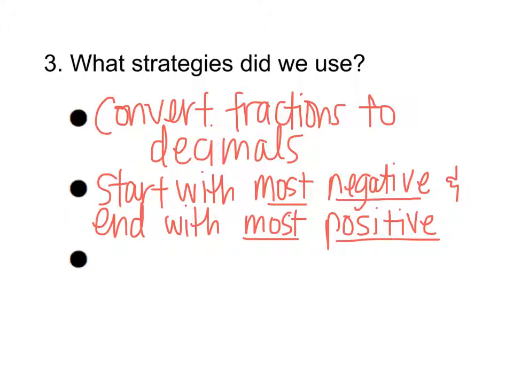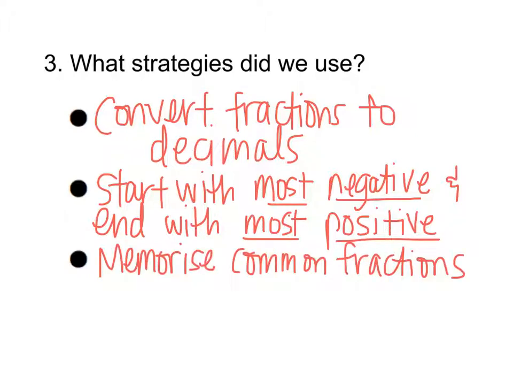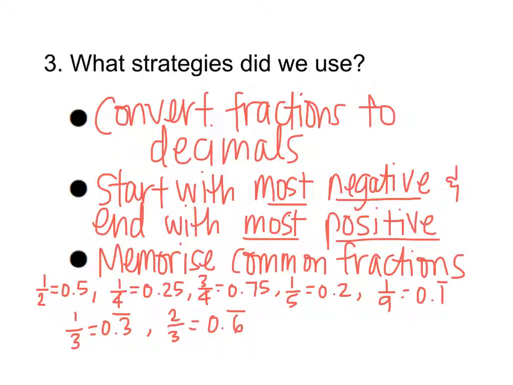Finally, we want to memorize the most common types of fractions that we'll see. So some examples of common fractions are 1/2 is equal to 0.5, 1/4 is equal to 0.25, 3/4 is equal to 0.75. And I just want to pause to take a note that one way that you can remember fourths is 1/4 is worth 25 cents, or 0.25. 3/4 is worth 75 cents, or 0.75. So that can help you to remember those decimals.